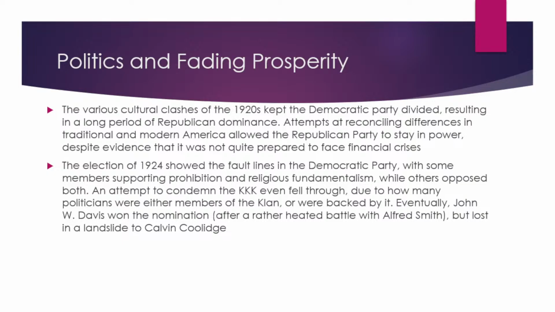The 1924 election showed just how bad things were in the Democratic Party. Some members supported prohibition and religious fundamentalism. Others opposed both prohibition and religious fundamentalism. They tried to condemn the KKK, but others wouldn't even do that because many of them were either members of the Klan or backed by the Klan. John W. Davis won the nomination, but was easily defeated by Calvin Coolidge.